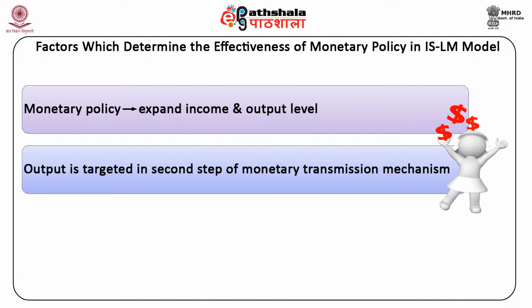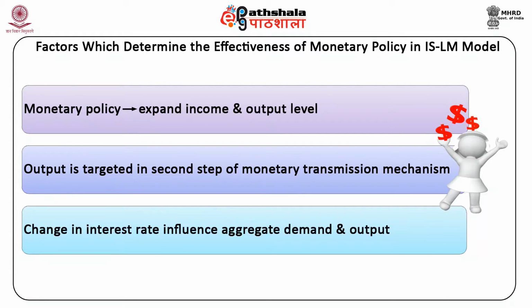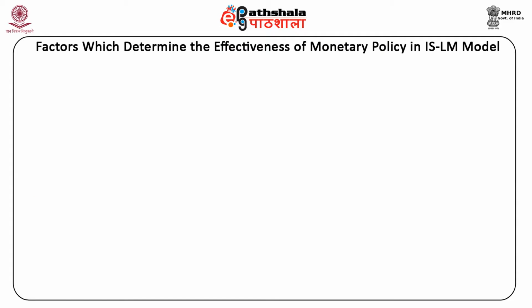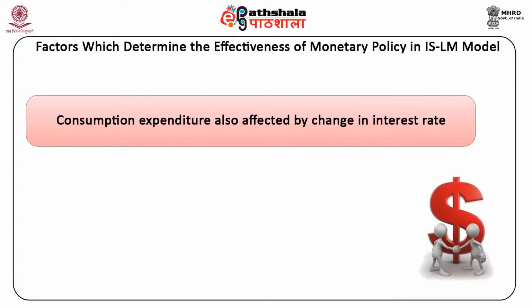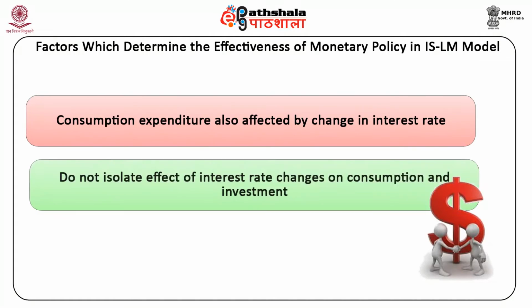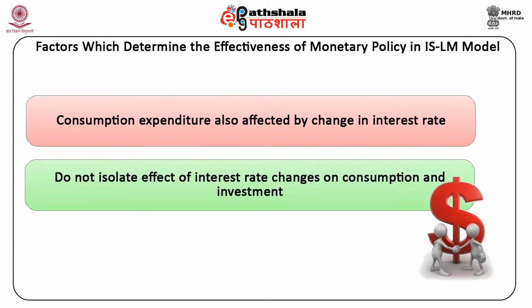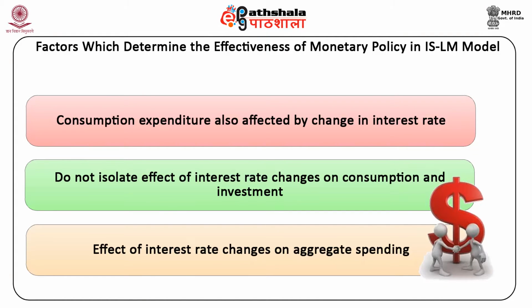The output is targeted in the second step of the monetary transmission mechanism, where the change in interest rate influences aggregate demand and output. It must be noted here that not just investment but consumption expenditure is also affected by the change in interest rate. But we do not isolate the effect of interest rate changes on consumption and investment. Rather, we will analyze the effect of interest rate changes on aggregate spending.